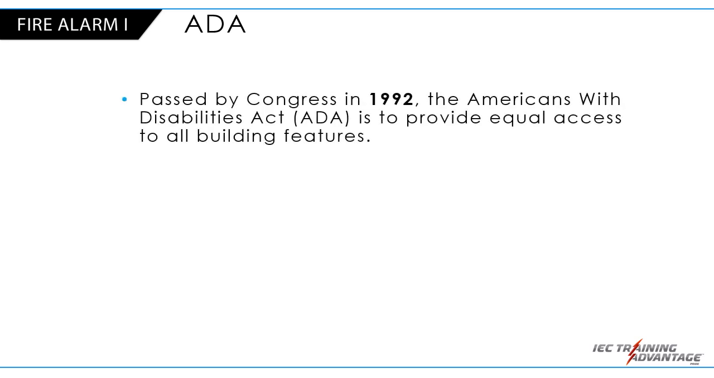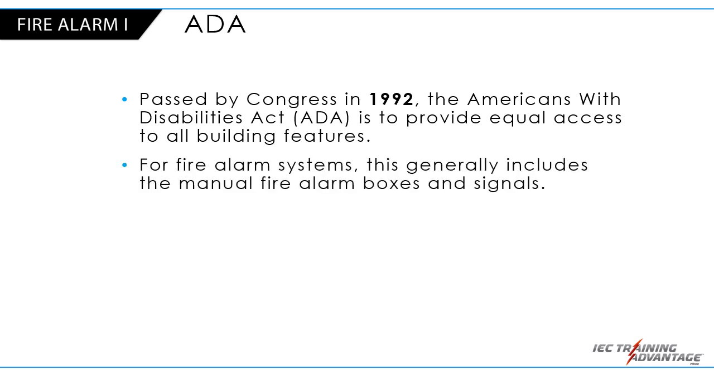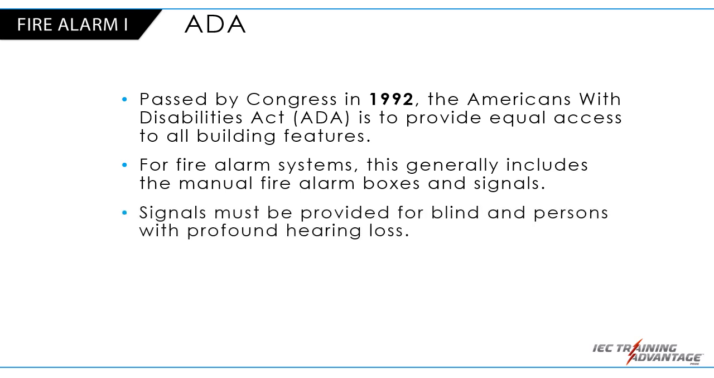And ADA. Passed by Congress in 1992, the Americans with Disabilities Act, or ADA, is to provide equal access to all building features. For fire alarm systems, this generally includes the manual fire alarm boxes and signals. So that means that our pull stations and our alarm system notification appliances have to be visible and accessible according to ADA standards. Signals must be provided for blind and persons with profound hearing loss.